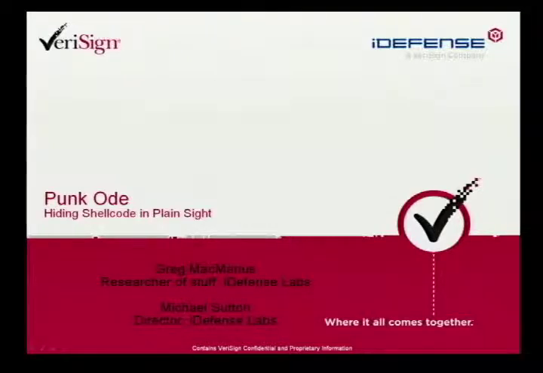Anyway, welcome to Punk Code, hiding shellcode in plain sight. I'm Michael Sutton. This is my colleague, Greg MacManus. This is a piece of research that actually stems back to work that Greg had done back in 2002 when he was looking at exploiting web browser vulnerabilities. We've certainly seen no shortage of that lately. We just finished the month of browser bugs that H.D. Moore gave us. So we've seen a lot of it.